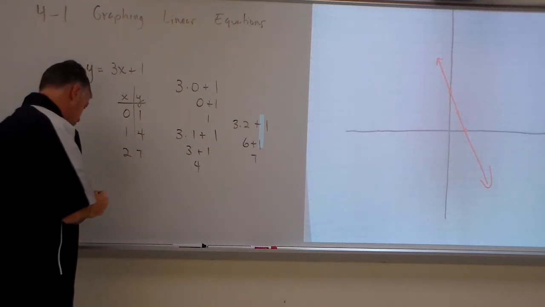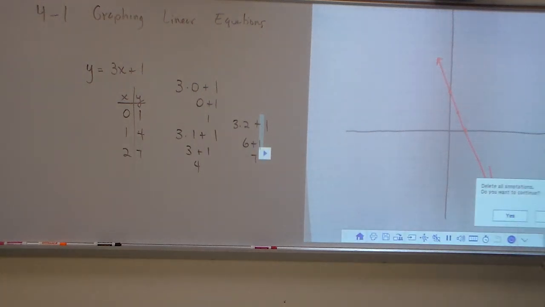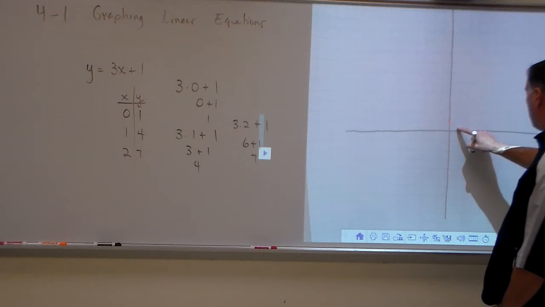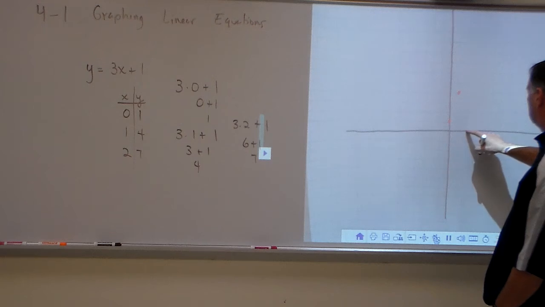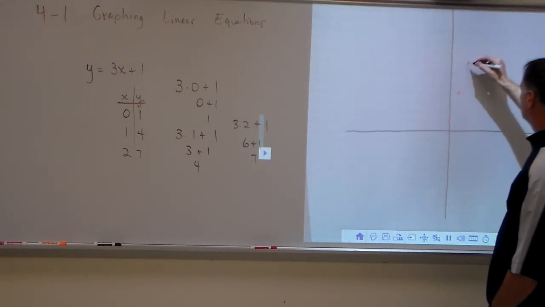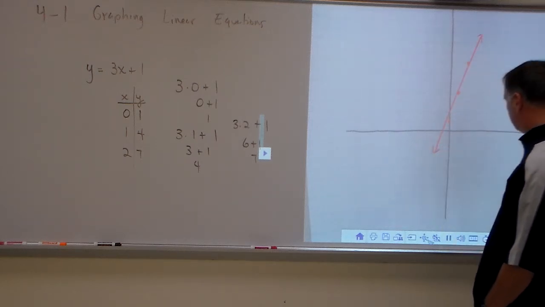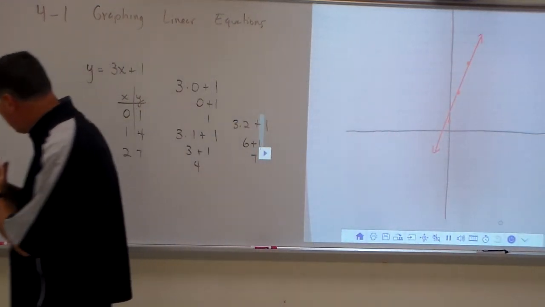So I go to my graph. 0, 1. I put a dot. 1, 4. I put a dot. 2, 7. And I grab it. Did you guys get that? I'm hoping so.